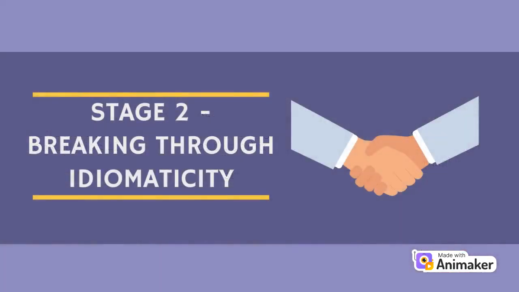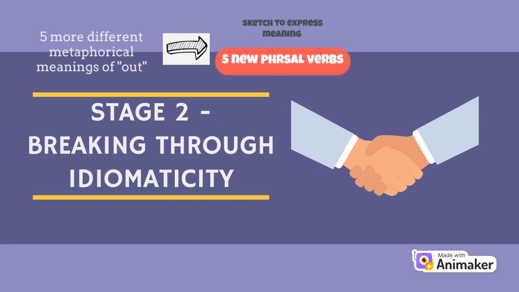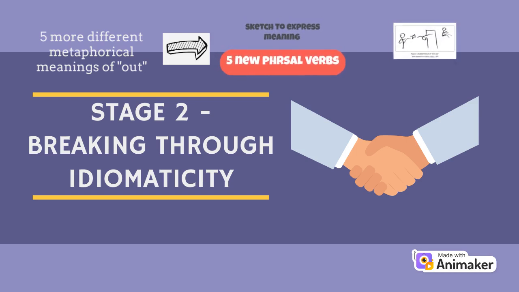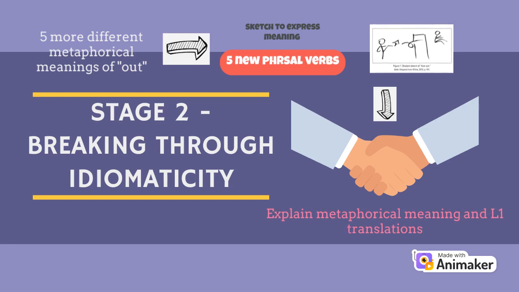The second stage is breaking through idiomaticity. In this lesson, you need to extend students' knowledge of the particle out by showing them another 5 sentences that use verb plus out combinations in which the metaphorical meaning of out here differs from that of the previous 5 sentences. Students will need to draw a sketch to express the meaning of the 5 new phrasal verbs. After that, they need to share their work and interpret how the meaning of out is illustrated in the sketches. You will then explain the metaphorical meaning of these 5 phrasal verbs in their L1 translations.